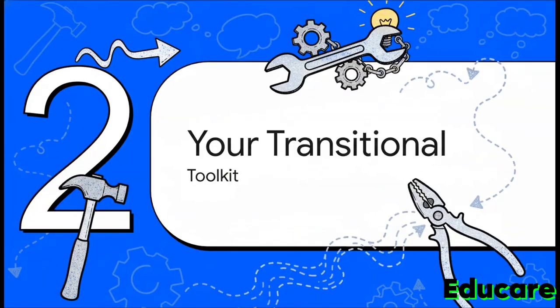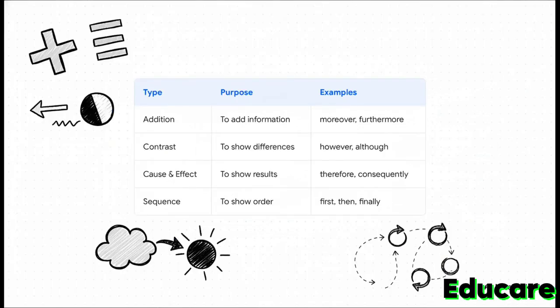Okay, so you've seen how powerful these little words can be. Now it's time to build your very own transitional toolkit. I'm going to walk you through the main categories so you know exactly which tool to grab for pretty much any writing situation you find yourself in. We're basically going to focus on four main types. You've got transitions for addition, for contrast, for cause and effect, and for sequence. You can think of this as your go-to cheat sheet for creating amazing flow.